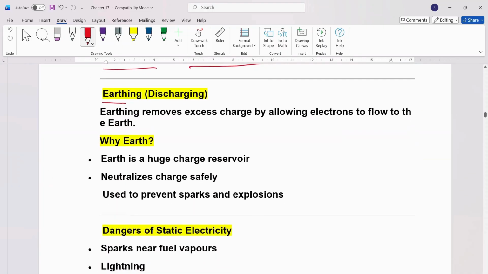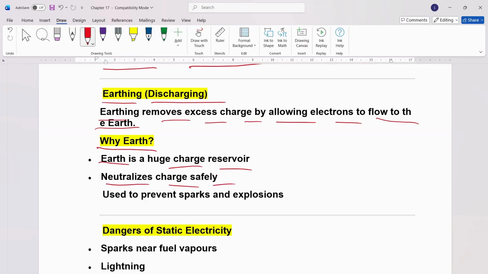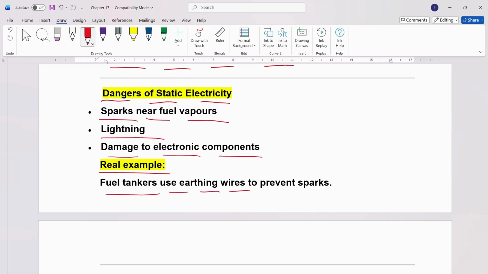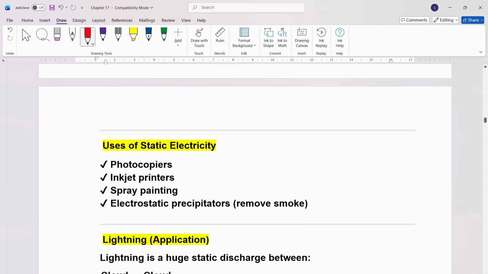Let's talk about earthing, discharging. Earthing removes excess charge by allowing electrons to flow to the earth. Why earth? Earth is a huge charge reservoir, neutralizes charge safely, and is used to prevent sparks and explosions. Dangers of static electricity: sparks near fuel vapors, lightning, damage to electronic components. Real example: fuel tankers use earthing wires to prevent sparks.